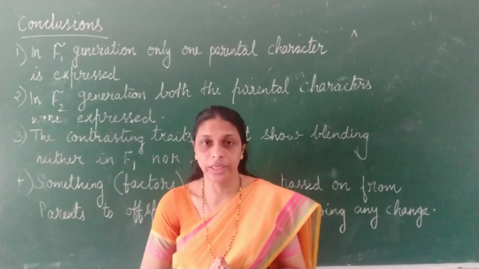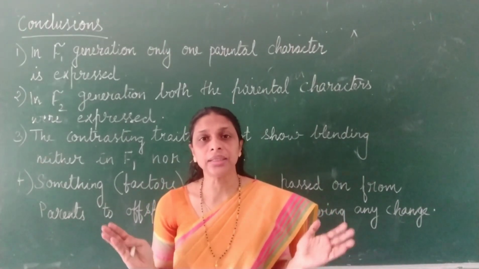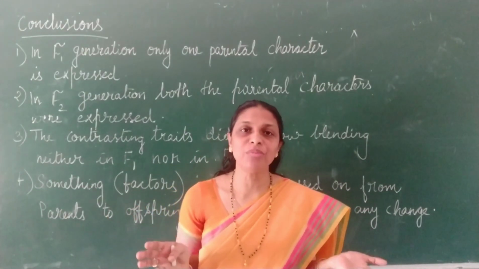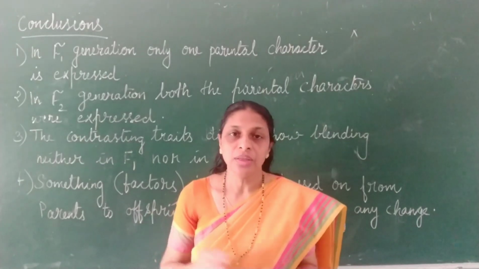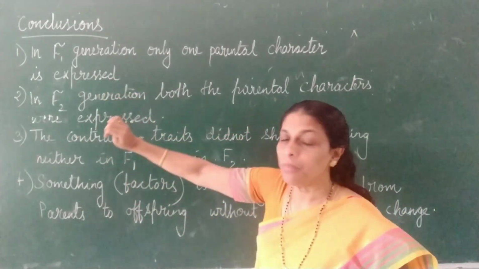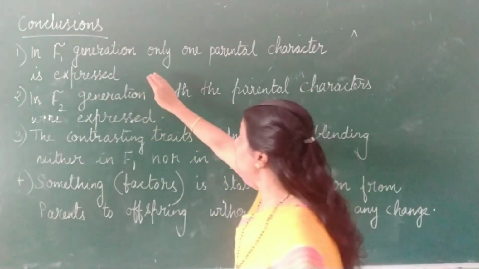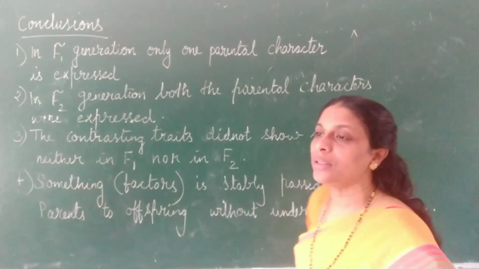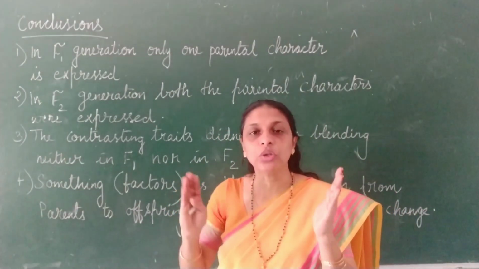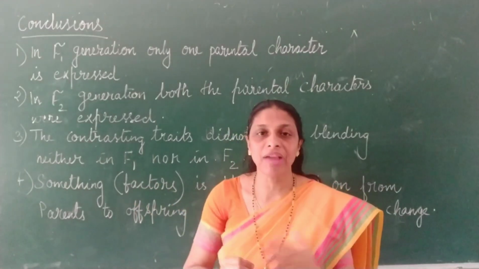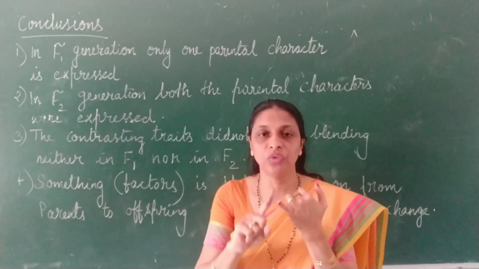He analyzed all the data he recorded, and after analyzing the results of his experiments, he came to certain conclusions. And what are the conclusions that he came to? Some of the conclusions, let's see. The first conclusion: in the F1 generation, only one parental character is expressed, right? So when a tall pea plant was crossed with a dwarf pea plant, in the F1, what happened? All the plants produced were tall. That was his first finding.